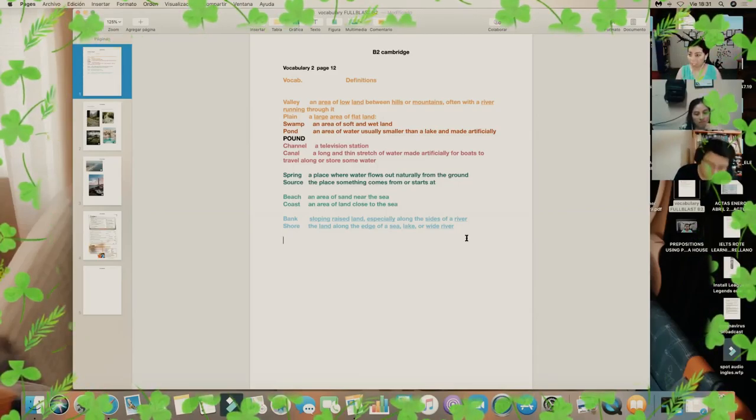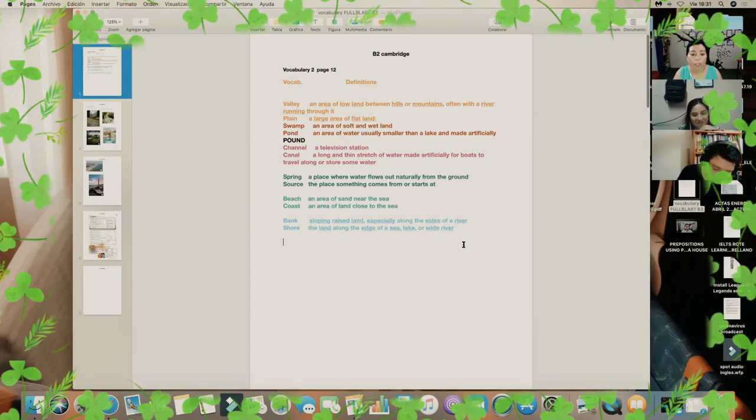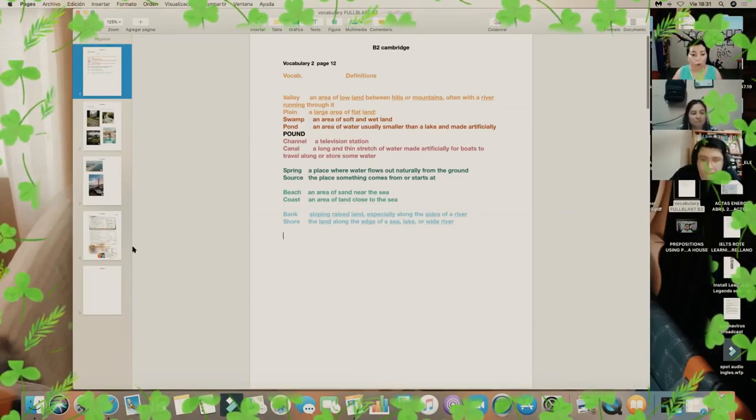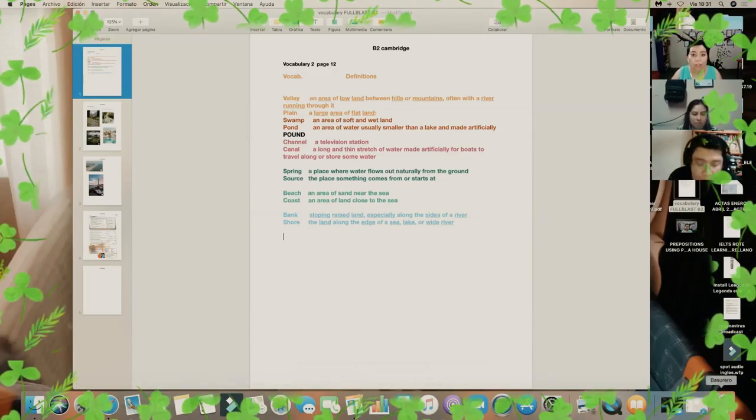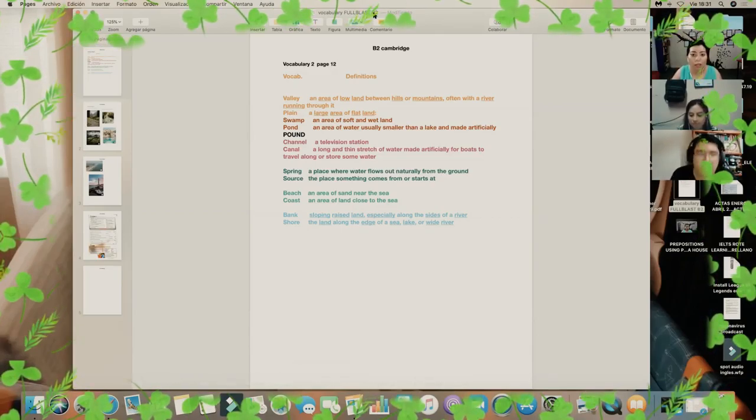I'm going to give you an example right now. Shore: the land along the edge of a sea, lake or wide river, but it's only one. We have some places I'm going to show you right now. If you're taking notes, let me show you the example, and that's the one you can use to see more examples. I'm going to share my screen again.